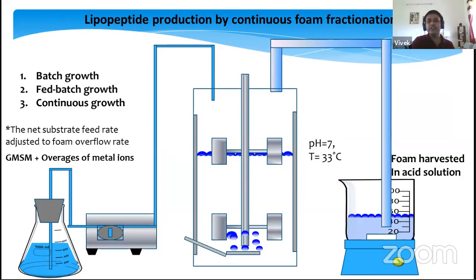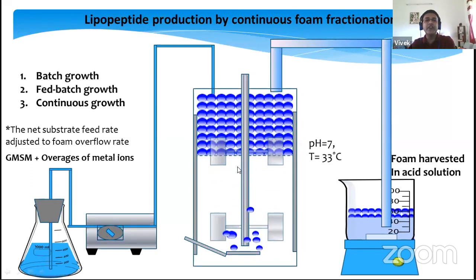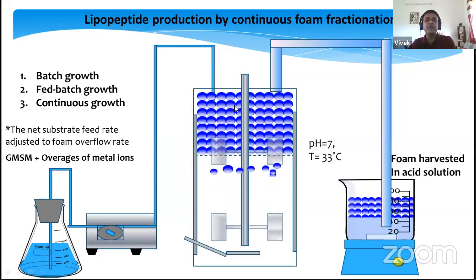This is how a typical foam fractionation process would look. I'm going to show you an animation. We start with a batch process here. This is a reactor, to which we are continuously feeding our substrate containing all the vital nutrients, and trace metal ions are also added, pumped in via a peristaltic pump. First we initiate a batch growth process, and soon after your biosurfactant is produced, it foams, and then it comes out of this reactor.